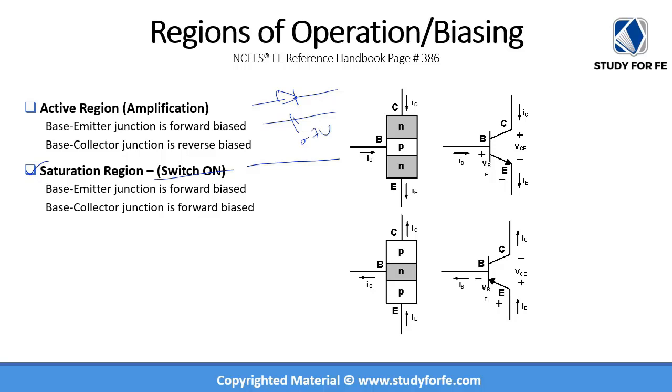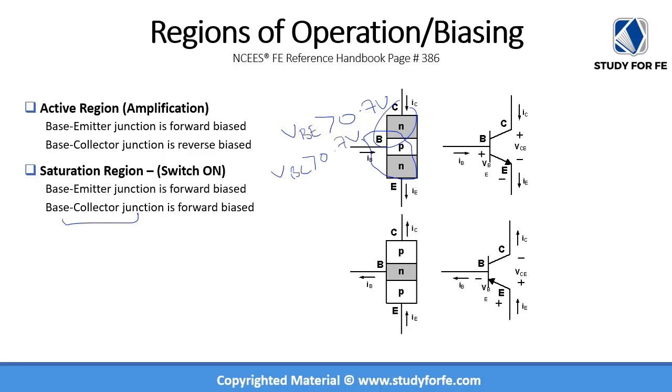So for the BJT to operate in the saturation region, the base emitter junction is forward biased. It basically means that the base emitter junction, VBE, is going to be greater than 0.7 volts, but the base collector junction is also forward biased. Okay, so the VBC is also greater than 0.7 volts. When these two conditions are met, the BJT would be biased in the saturation region. There won't be any amplification happening, but the BJT will act as a closed switch. So it will basically act as a short.